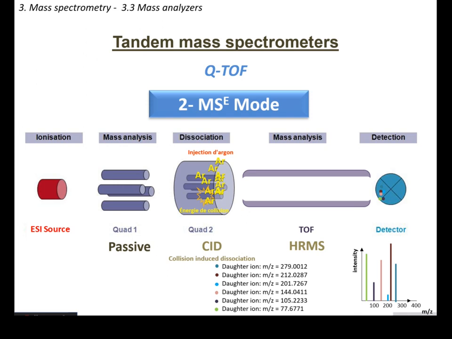And you can do that with retention times. The parent and its daughters have exactly the same retention times. So it is important to have a good separation before this analysis to correctly assign the daughter to a parent. And I'm sorry, I made a mistake. The first quad remains passive anyway, because the idea is to see all the daughters of all the parents.